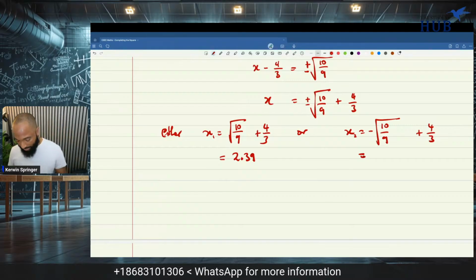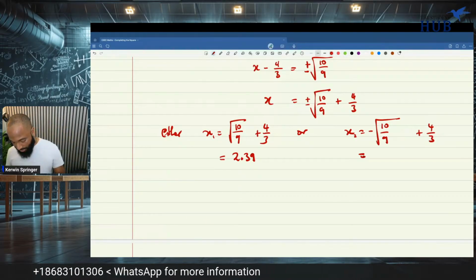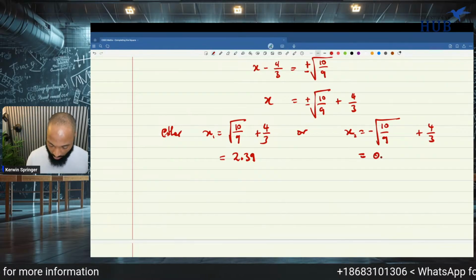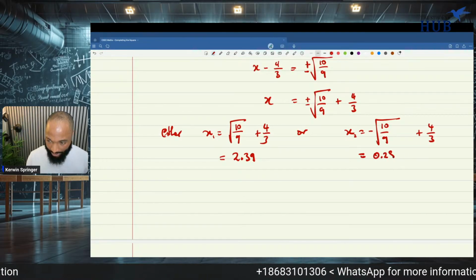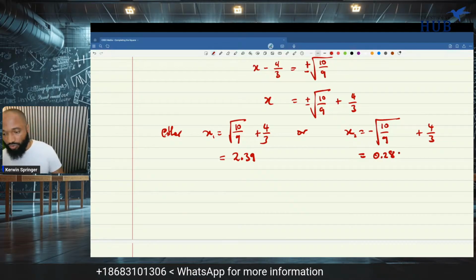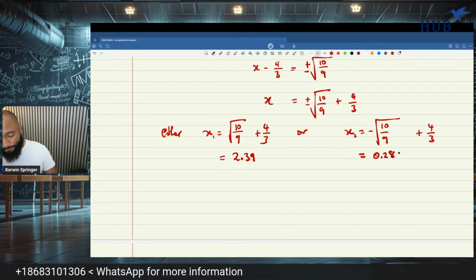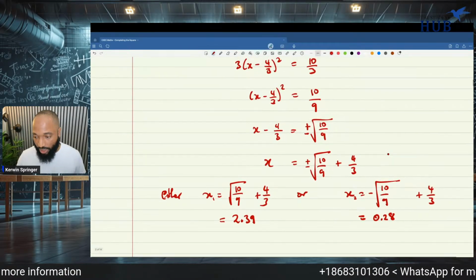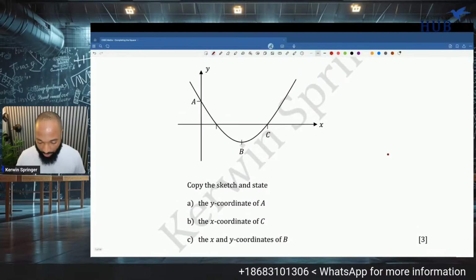And with the negative situation, 4 over 3 added to that, we will get 0.28. 0.28 as your two values. That's how you do it. These are your answers. 4 marks right there. They said 2 decimal places, so that's why I approximated like that.